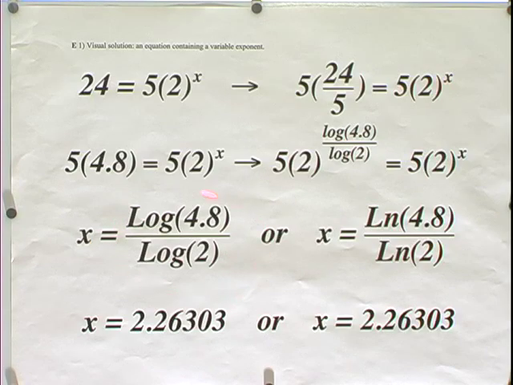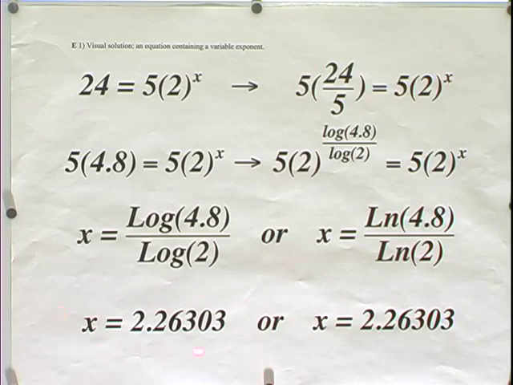These can be computed, the logarithm of 4.8. You put 4.8 in your display on a scientific calculator, and you hit the log button and you get that number. Then you put 2 in, and you hit the log button, and you get that number, and then you divide them, and this is what you'll get, 2.263.